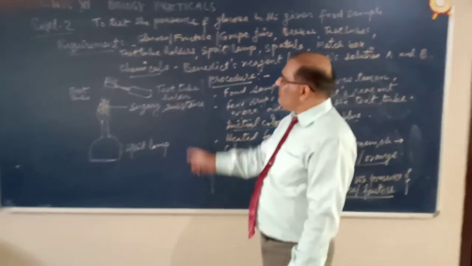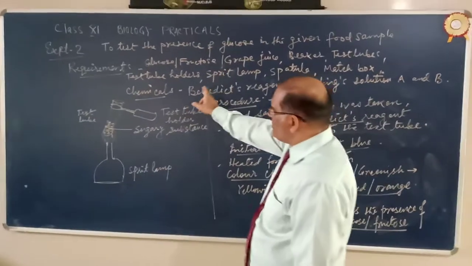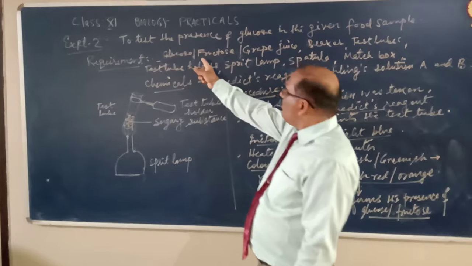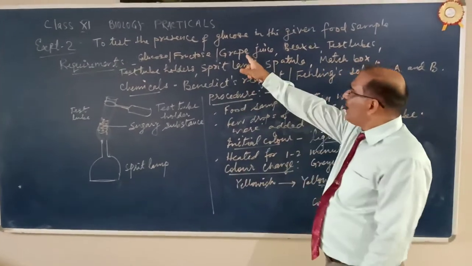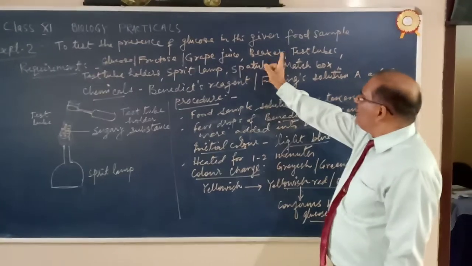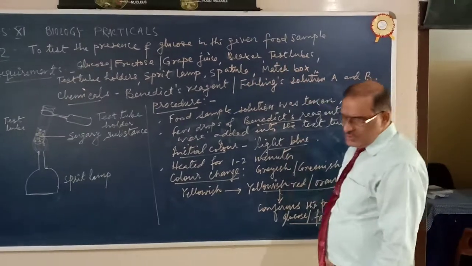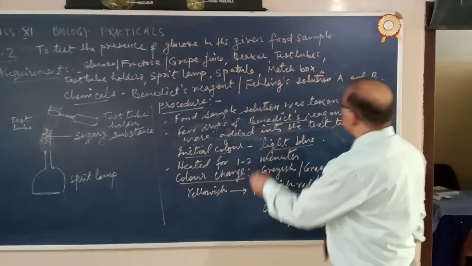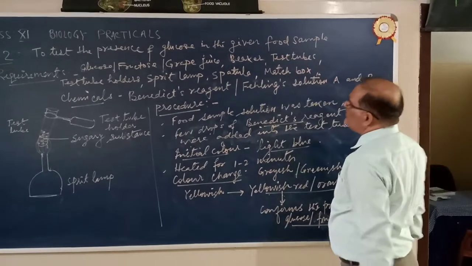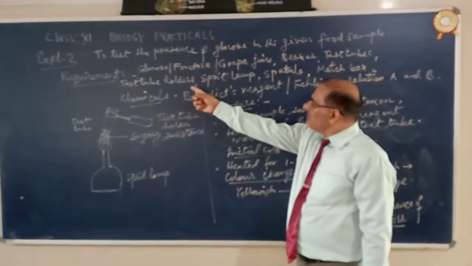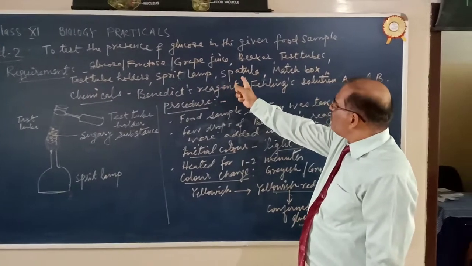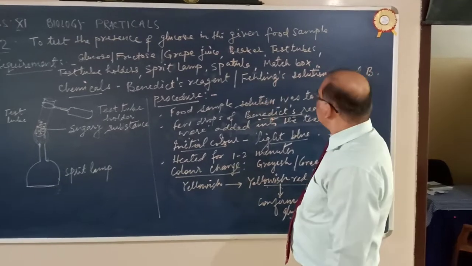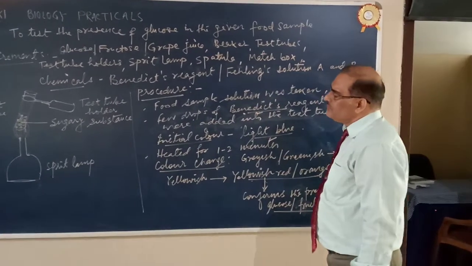Firstly, let me discuss this one. Requirements: what things are required? Glucose or fructose or grape juice we can take. We need a beaker, test tube, test tube holder, spirit lamp, spatula, and matchbox. These things are required.